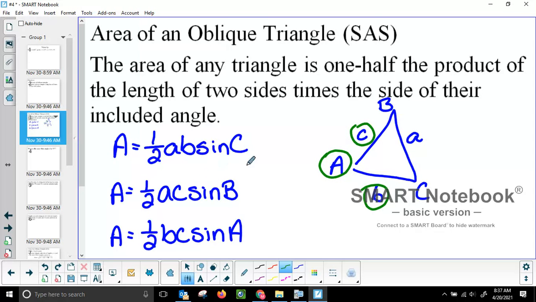The way that I think about it is as long as all three of your letters are different, right? Here we have A, B, C. Here we have A, B, C. Here we have A, B, C. The two out here always have to be lowercase because those always have to be sides. And the letter with our trig function always has to be uppercase because our trig functions always have angles as the arguments.